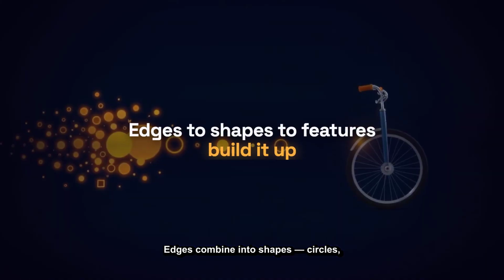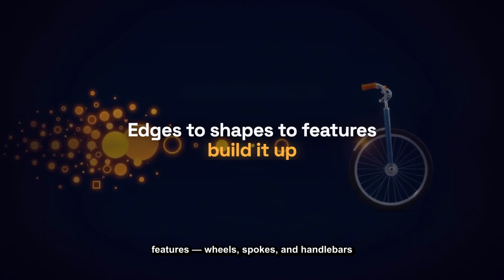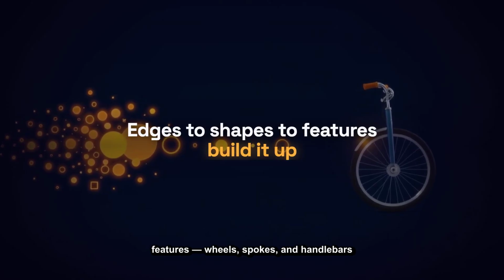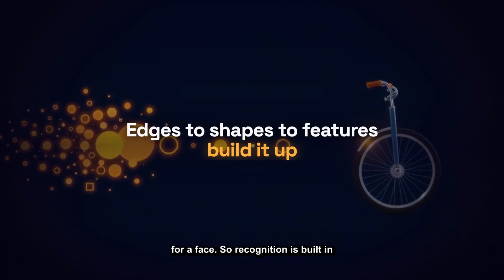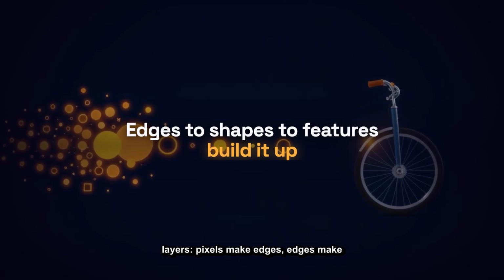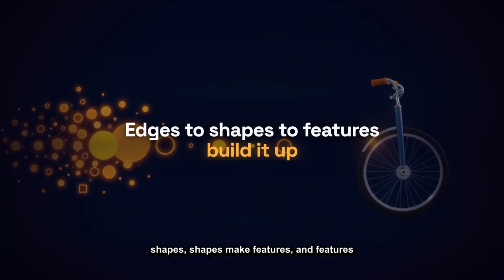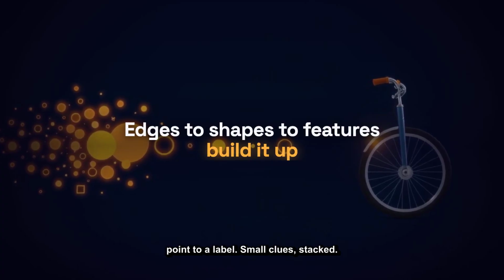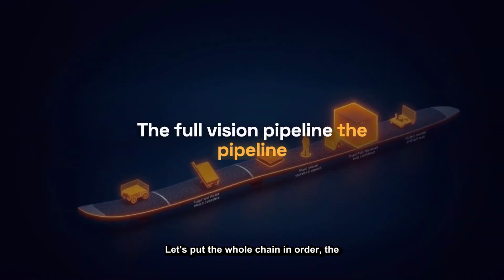Edges combine into shapes, circles, lines, rectangles. Shapes combine into features, wheels, spokes, and handlebars for a bicycle, eyes, a nose, and a mouth for a face. So recognition is built in layers. Pixels make edges, edges make shapes, shapes make features, and features point to a label. Small clues stacked. Let's put the whole chain in order the way engineers do it.